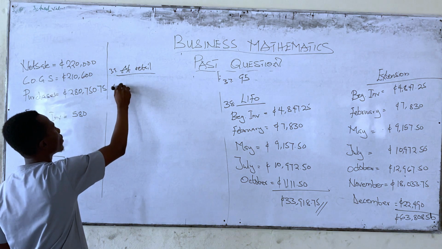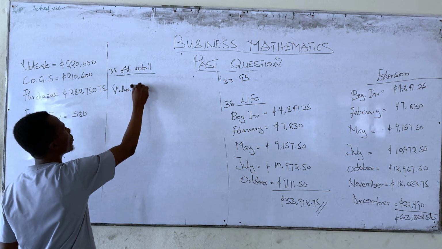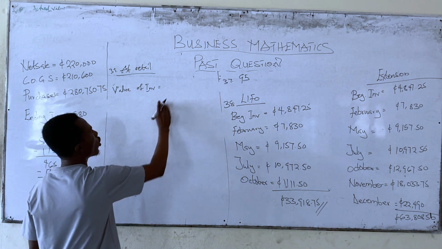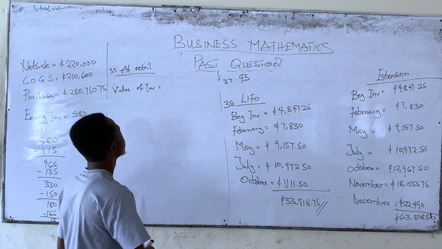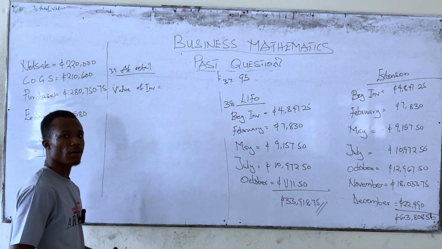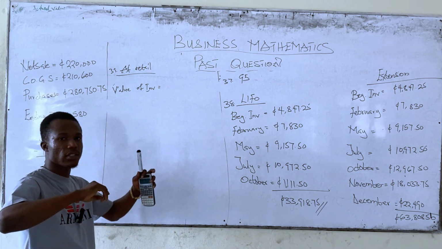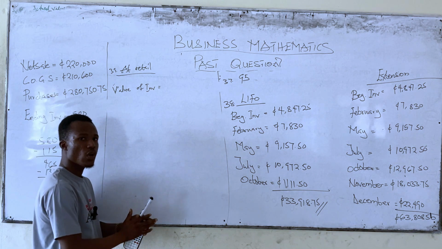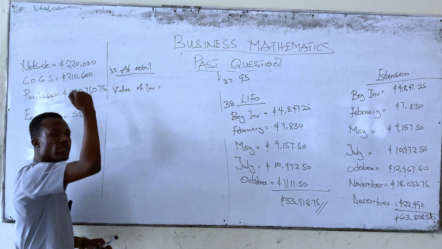Value of inventory is equal to your merchandise available for sale, right? Yes, your cost of merchandise available for sale minus net sale. Do you get it? But if it was to be at cost, that is when it becomes cost of merchandise available for sale minus cost of goods sold. But in this case, this is at retail.